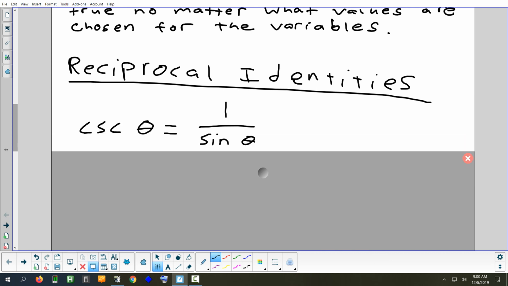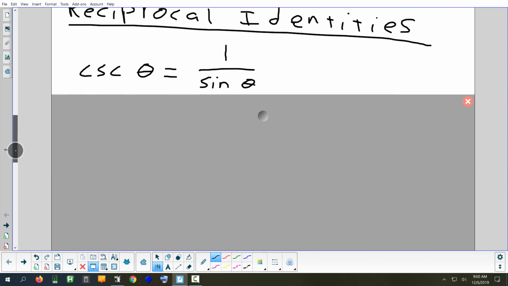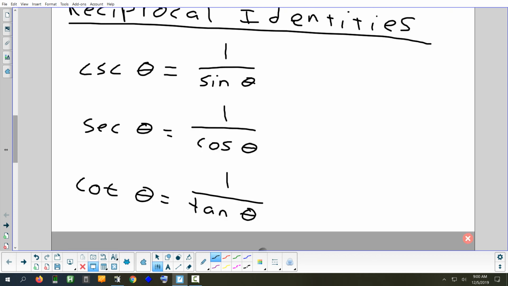So these identities I've already given you guys. We don't have a cosecant, a secant, or a cotangent button on the calculator. So the only way that you can type in any of these 3 is to take the sine and flip it, take the cosine and flip it, take the tangent and flip it.